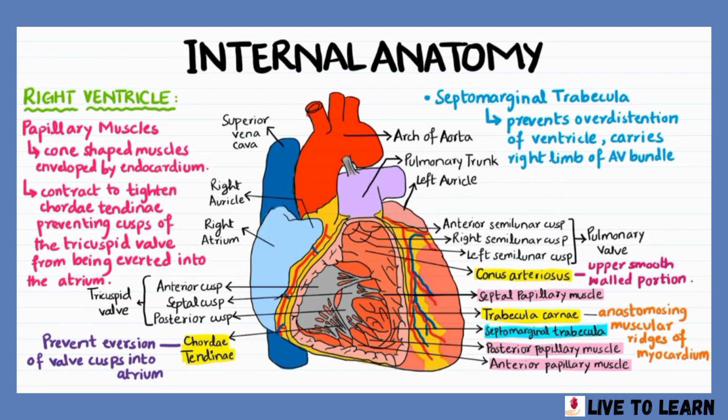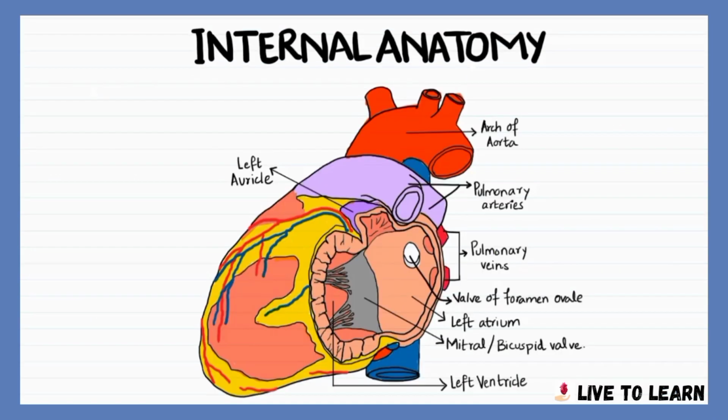The interventricular septum separates the two ventricles and is the place of origin of the septal papillary muscle. It is also a common site for ventricular septal defects, or VSDs. The pulmonary valve has three cusps, namely the anterior, right, and left semilunar cusps. The tricuspid valve also has three cusps, that is the anterior, septal, and posterior cusps.